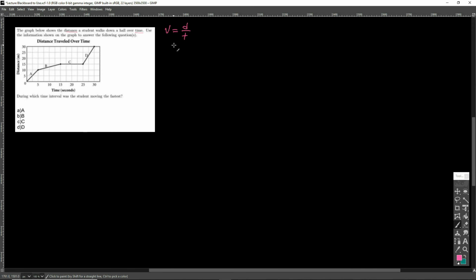Use the information shown on the graph to answer the following questions. Alrighty. So it says, during which time interval was the student moving the fastest? Which time interval was the student moving the fastest? Well, let me give you the easy way to do it.